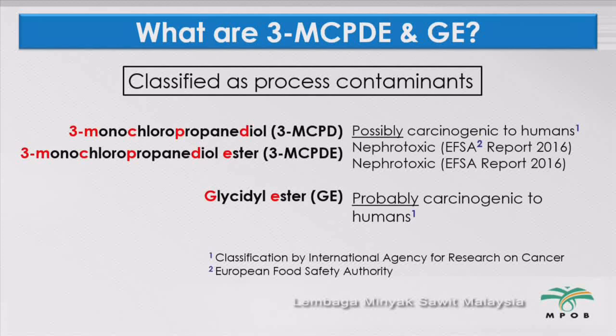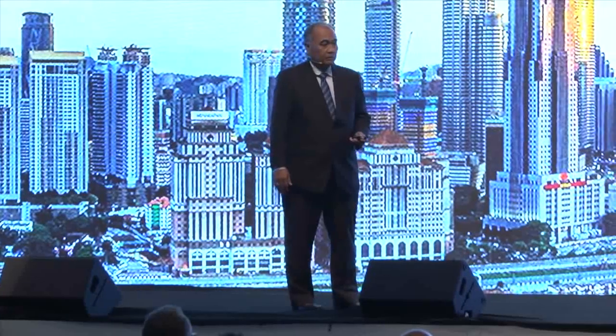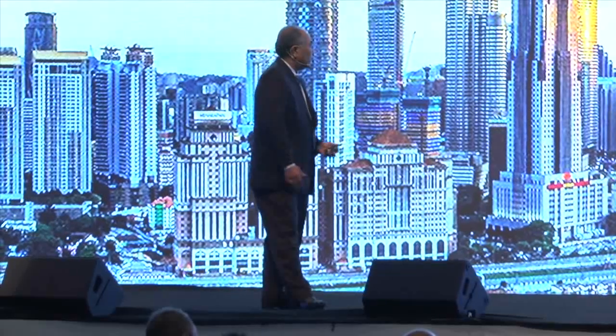Why is it possibly carcinogenic to humans, nephrotoxic, also reported by EFSA, and GE also probably carcinogenic to humans. That is why it is so important to vegetable oils, not only palm oil. So what are the 3-MCPD-GE?